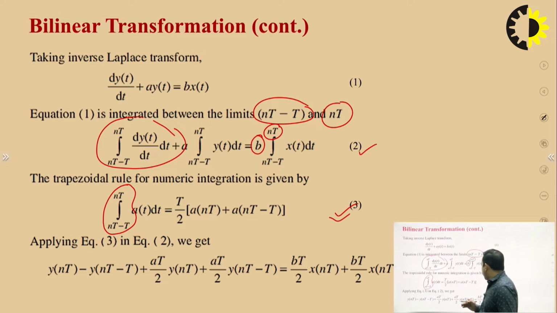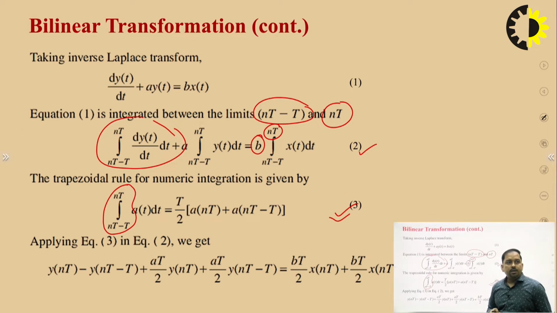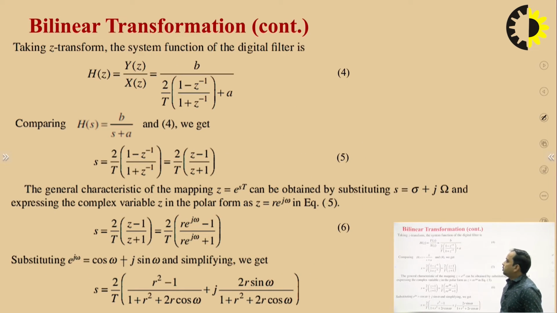This is equation number 4, which we obtain while using the trapezoidal rule on equation number 2. Now we simplify this equation further and apply the z transformation to the entire equation. It gives us Y(z) by X(z) of this particular type, which is B divided by (2 by T times (1 minus z inverse) divided by (1 plus z inverse)) plus A.